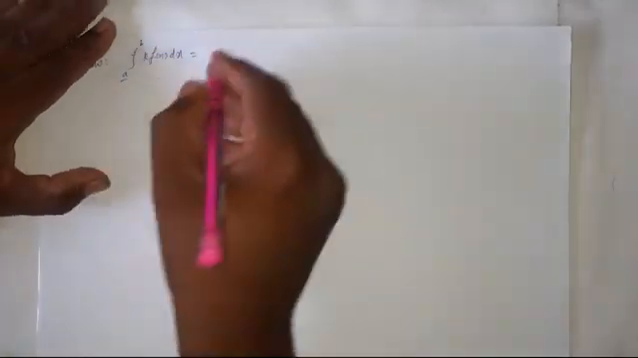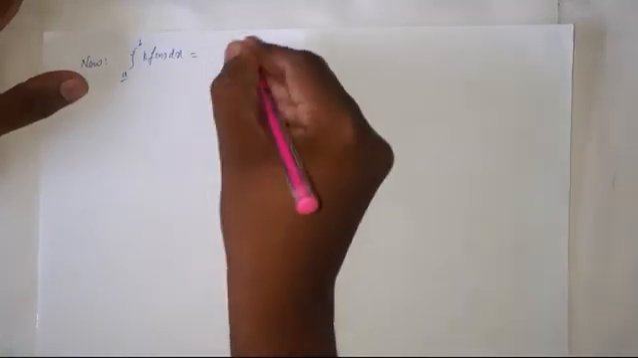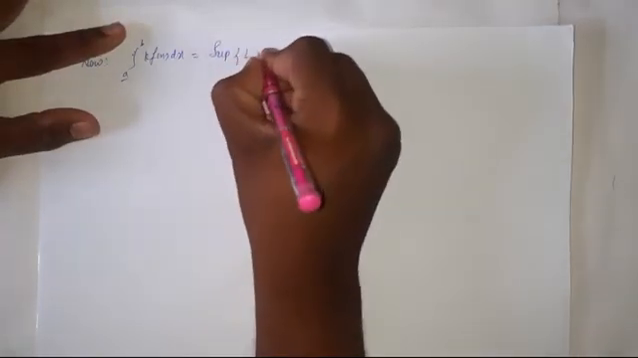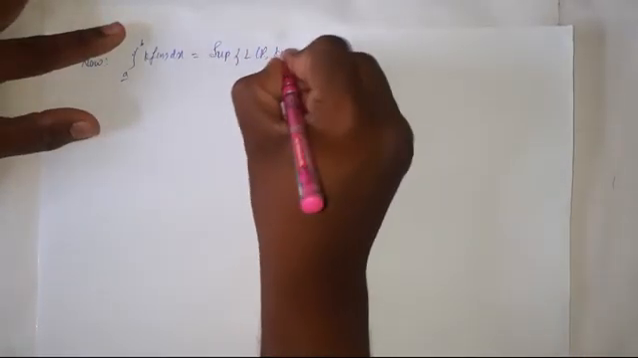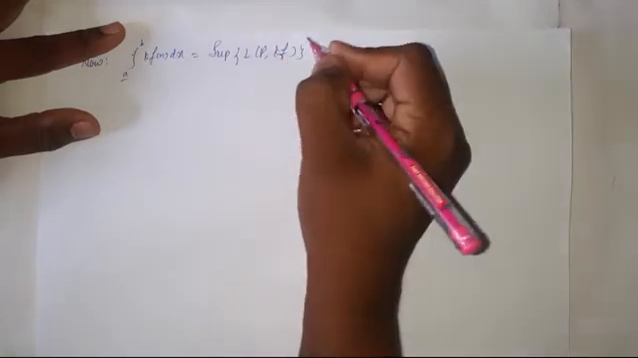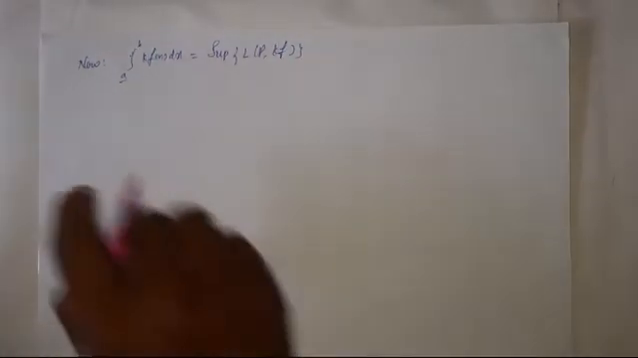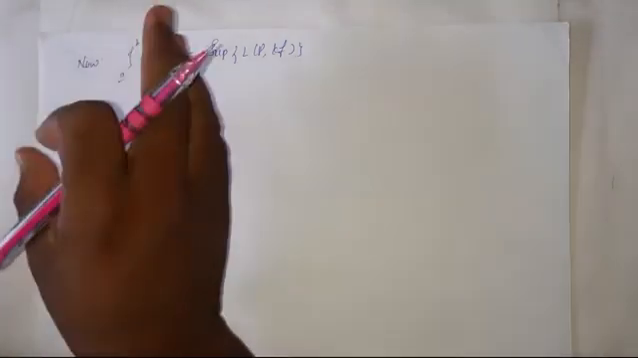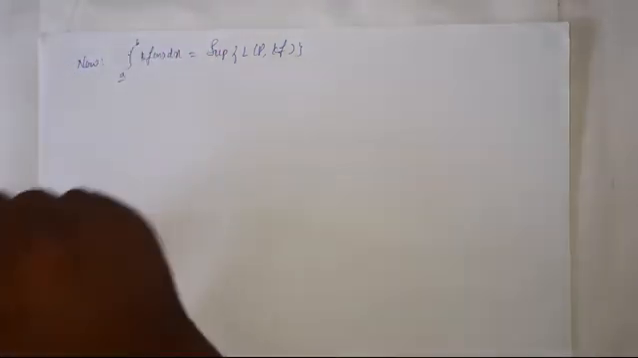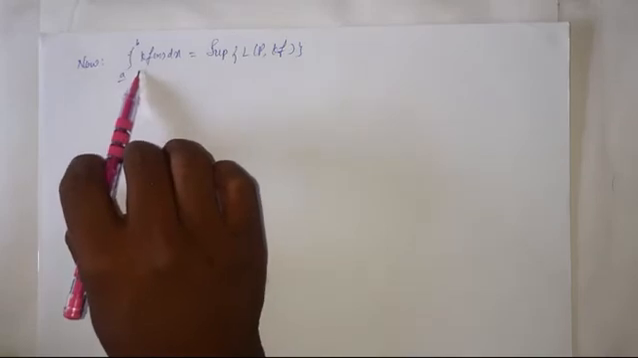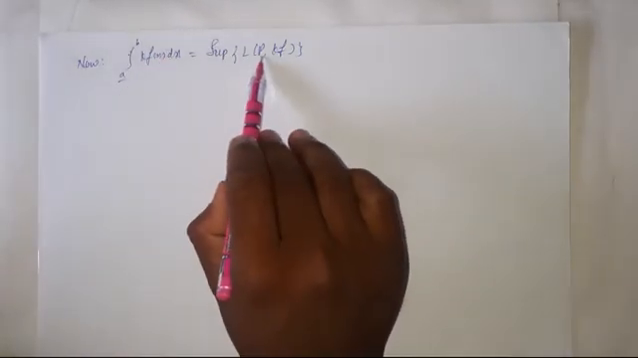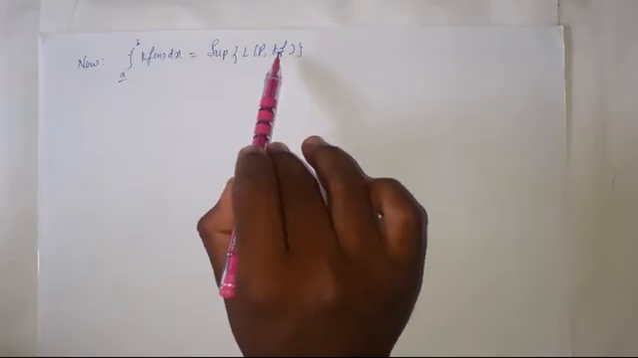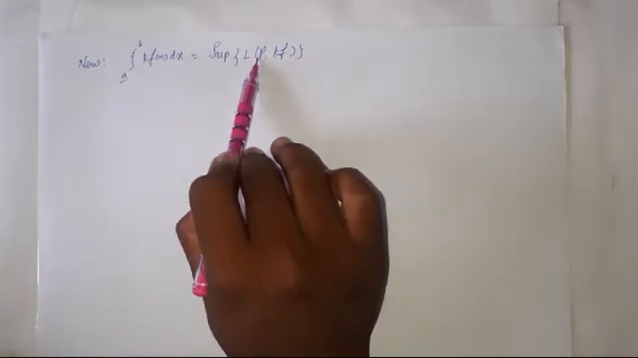By the definition of the lower Riemann integral, we can write this as the supremum of all lower sums, that is L(P, kf). Here, the lower Riemann integral means the supremum of all lower sums of the function f. But here the function is k into f, so we are considering L(P, kf), the lower sum of the function kf on the partition P.